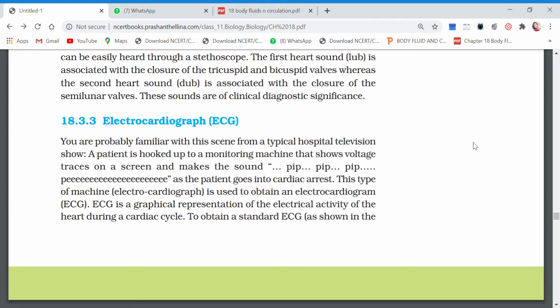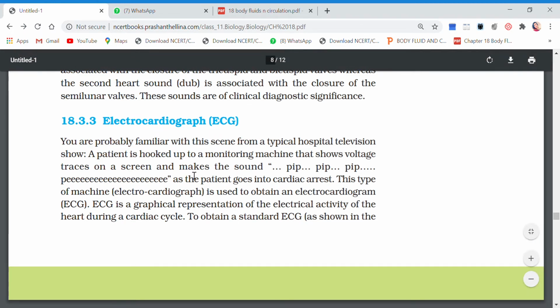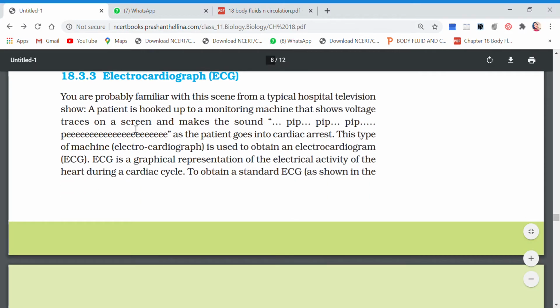In the previous video we have done the cardiac cycle, and you have understood how systole and diastole work and about the lub-dup sound of the heart. Now we are going to do the electrocardiograph or ECG. The full form of ECG is electrocardiograph. Children, this is your NCERT and you have to go through your NCERT properly.